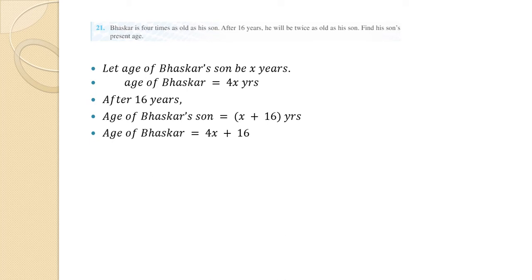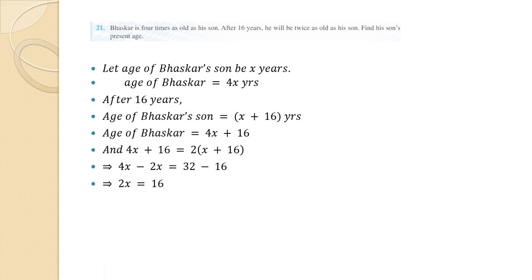And according to the further condition, that is after 16 years, Bhaskar will be twice as old as his son. I will write the equation as 4x plus 16 is equal to 2 into x plus 16. Let us open the bracket now. So I get 4x plus 16 is equal to 2x plus 32.